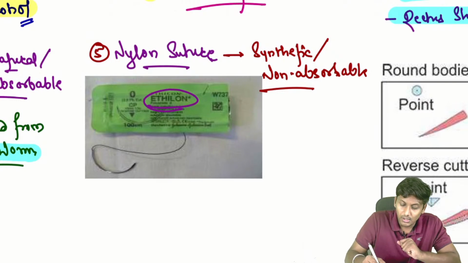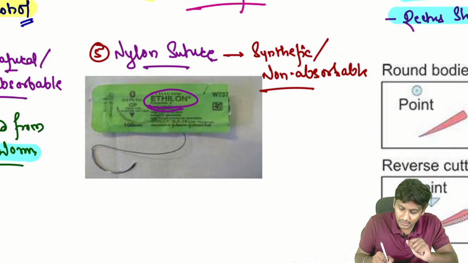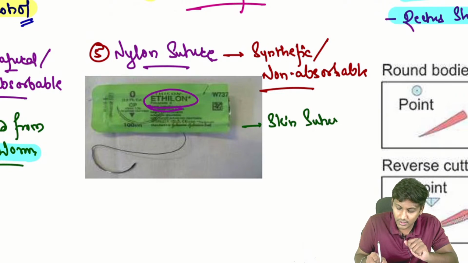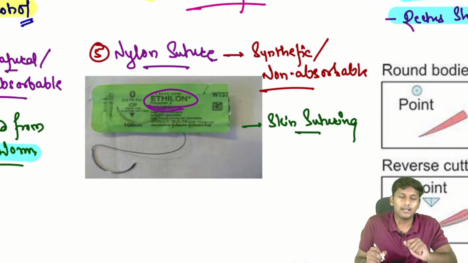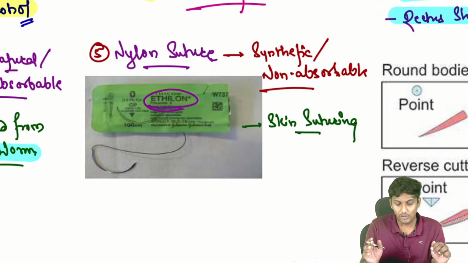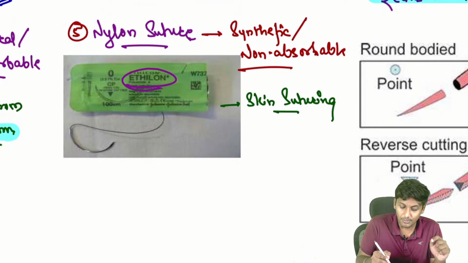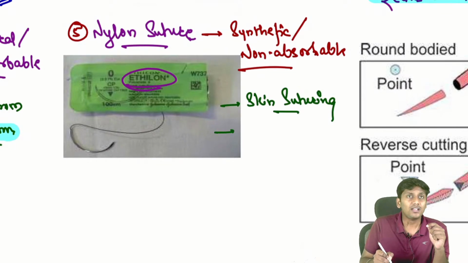For example, usually for skin suturing, definitely we can use nylon as well. Yes, Ethlon can be used. For skin suturing, commonly we use silk, but it is not like only silk is used. Nylon or Ethlon can also be used. That's the important one. Second important, it can also be used to fix the drains, just like silk.